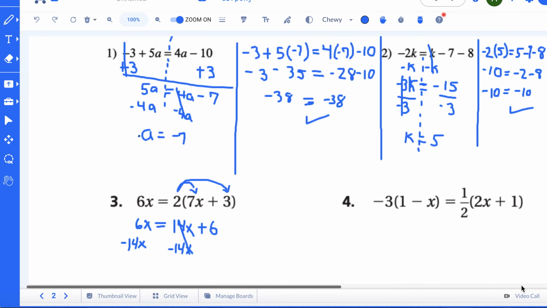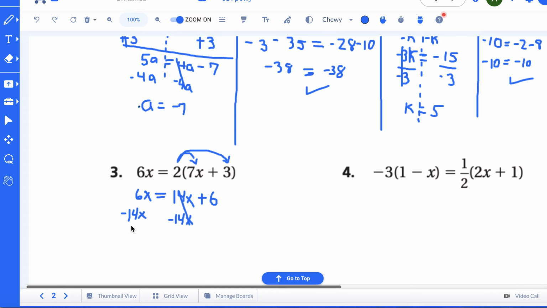And now I have 6x minus 14x, which is going to be negative 8x. That's what I get on the left hand side, equals, and now I have 6 left over on the right hand side. Now I need to get rid of the negative 8, so I'm going to divide by negative 8, because that's the opposite of multiplication.